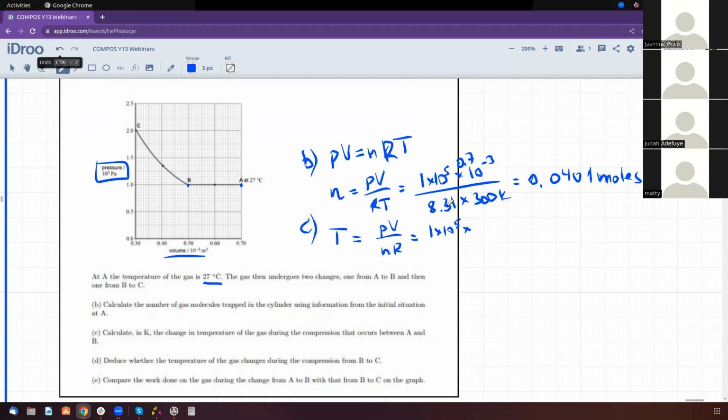Times 0.7. That's 0.028 moles. So the temperature is 10 to the 5, multiplied by 0.5 times 10 to the minus 3, divided by n, which is 0.028, multiplied by R, which is 8.31. That's 215 Kelvin.